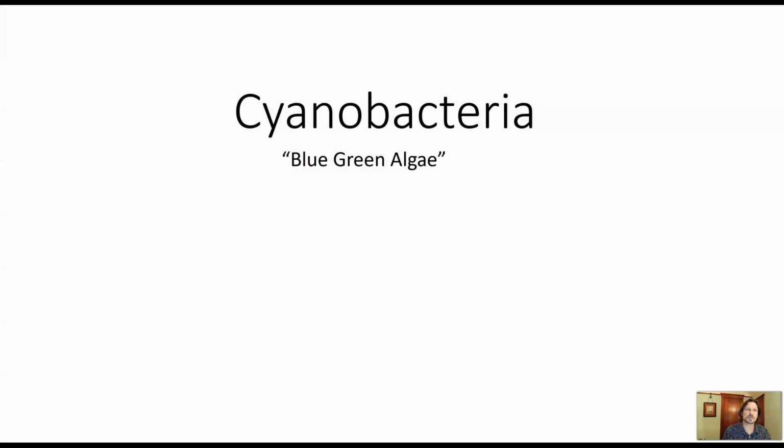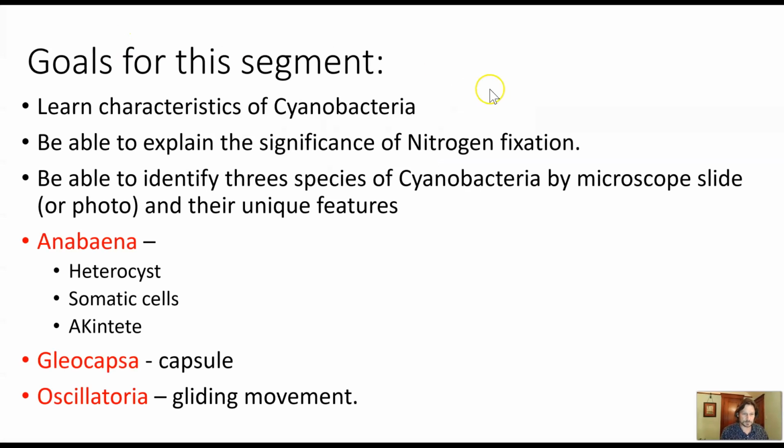So cyanobacteria, we're going to go over a couple things. I want you to learn about the characteristics of the cyanobacteria, what makes it a cyanobacteria. Cyano, to begin with, is blue-green color, and that's why they're sometimes called the blue-green algae. Well, we're going to talk about the significance of nitrogen fixation. It's one of these biogeochemical cycles, and I'll go over what that term means.